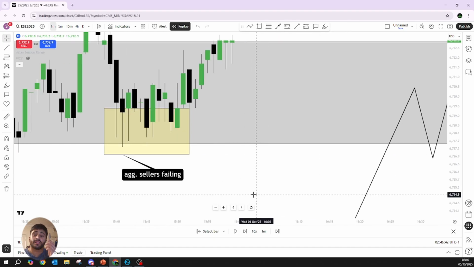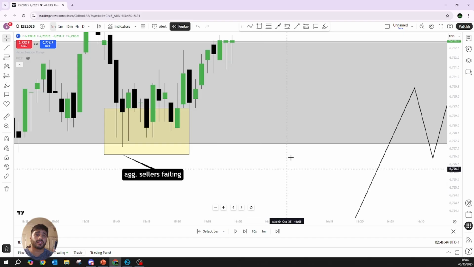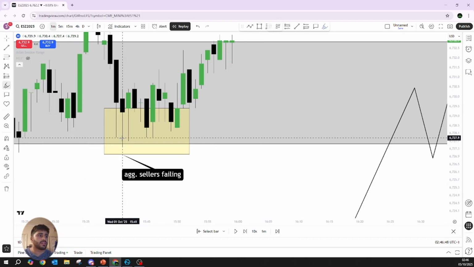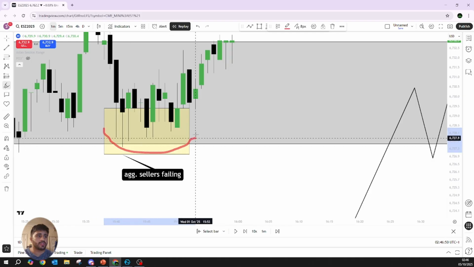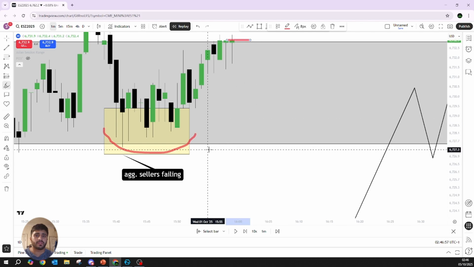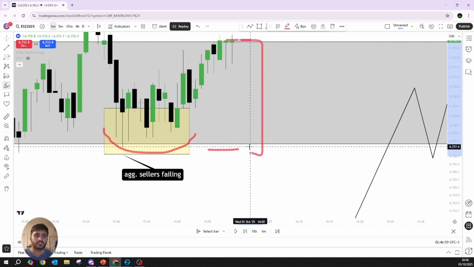Now, when you see aggressive sellers failing, that means buyers are in control. Buy limit orders are in control. So this is what we see in this region, right? Limit orders are in control. This entire zone was from around 67.33 to 67.27. This is about a 6-point zone over here.